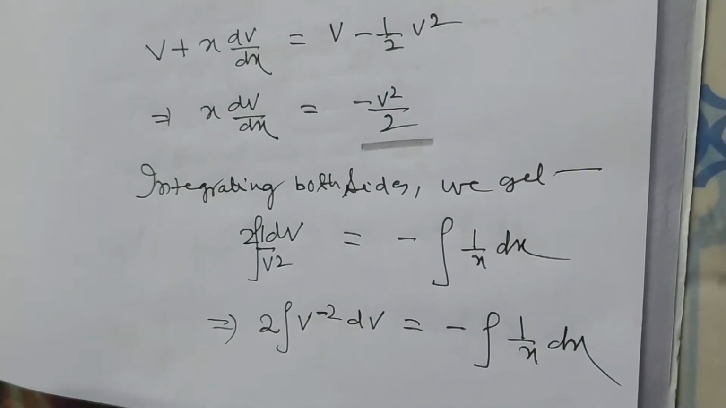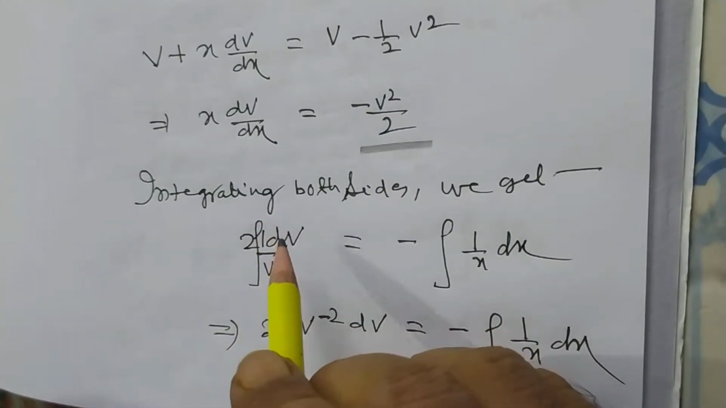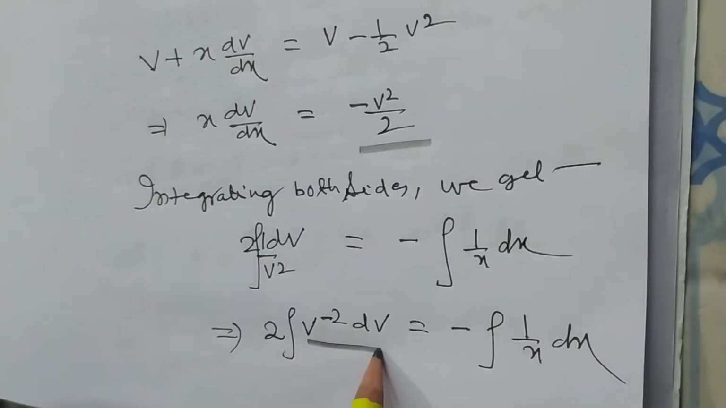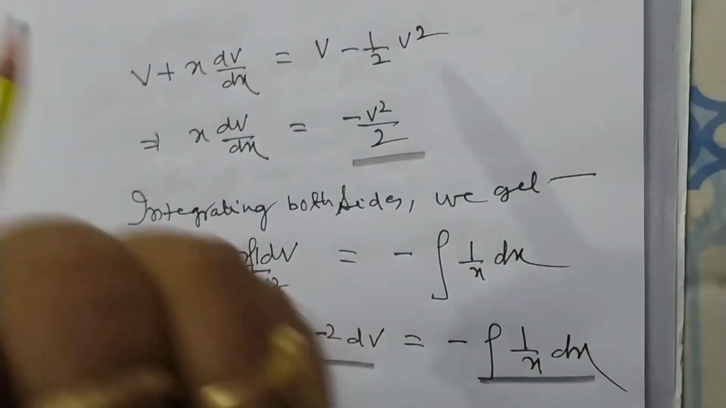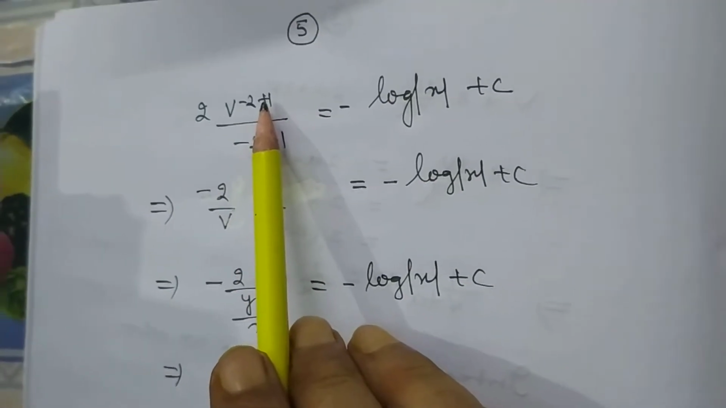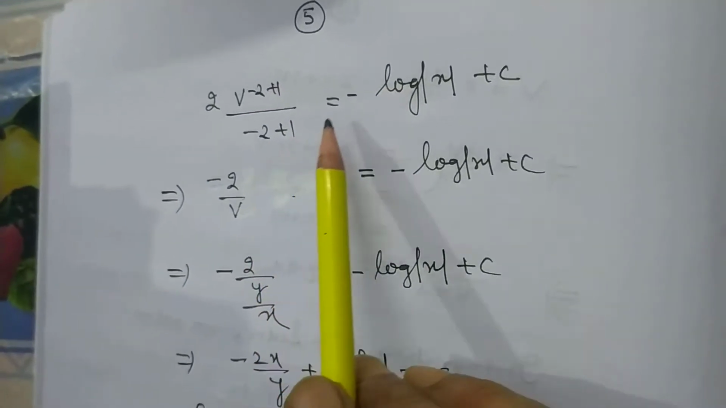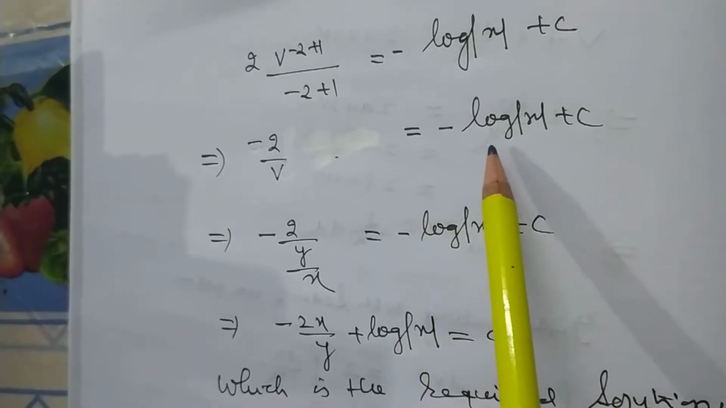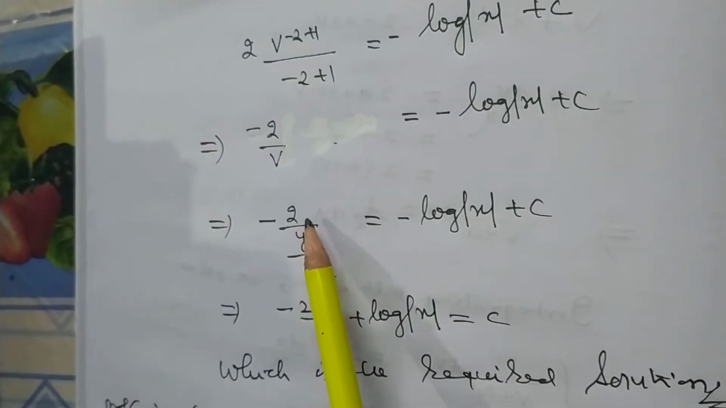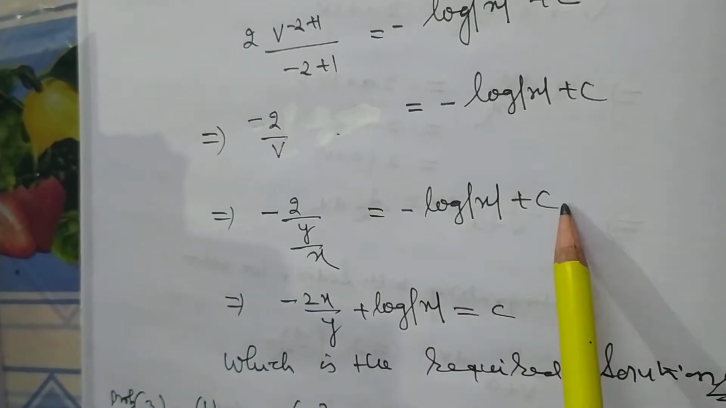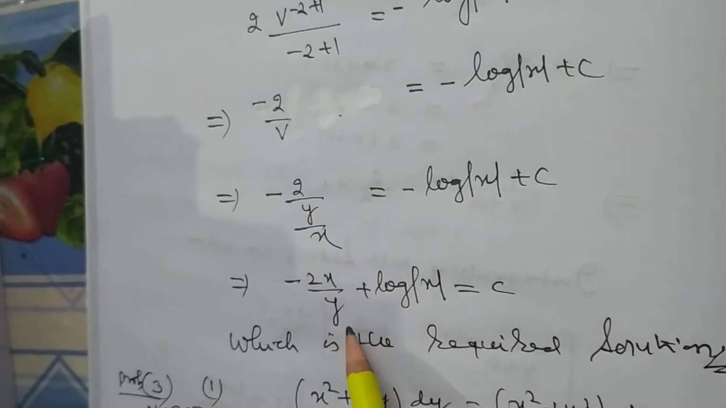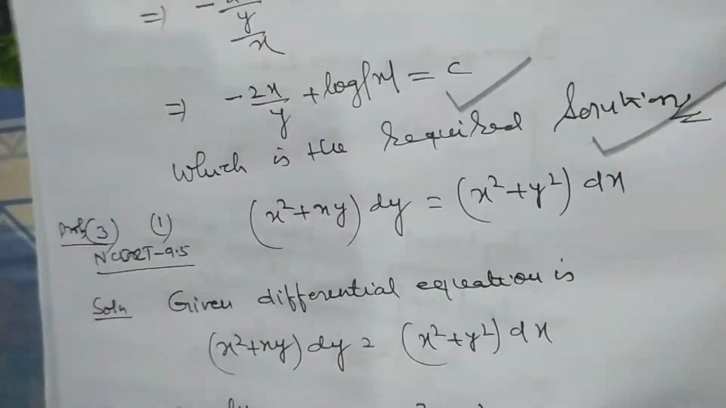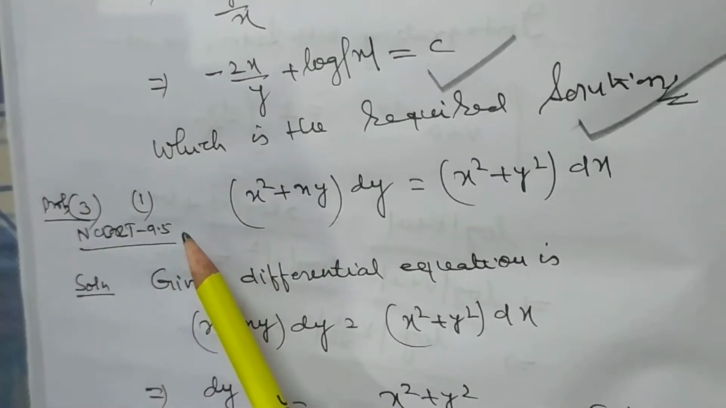So integrating both sides, we get 2 times the integral of dv/v² = -the integral of 1/x dx, that is the integral of v^(-2) dv = -the integral of 1/x dx. So 2 times v^(-2+1)/(-2+1) = -log|x| + c. That is -2/v = -log|x| + c. That is -2x/y = -log|x| + c. That is 2x/y = log|x| + c, which is the required solution.